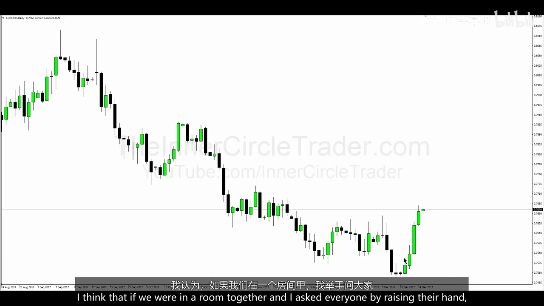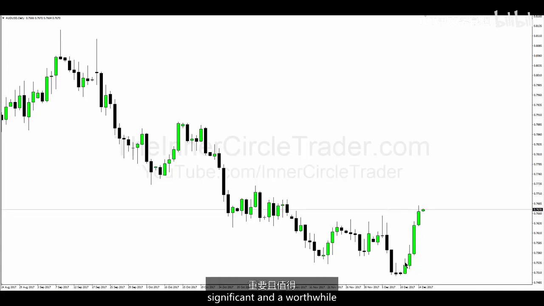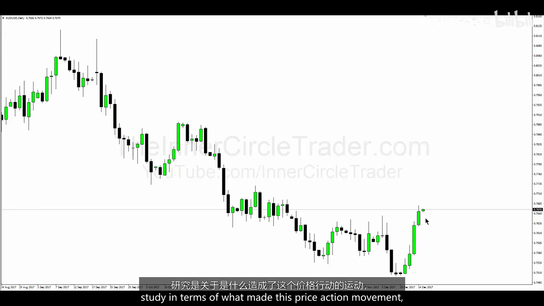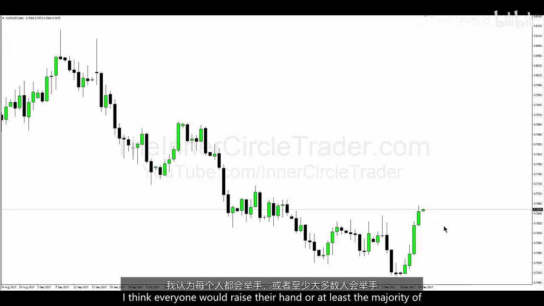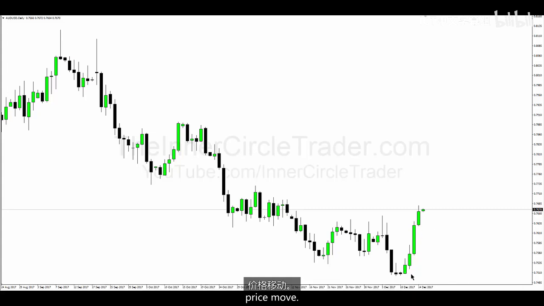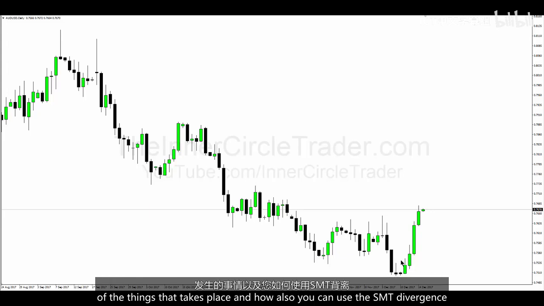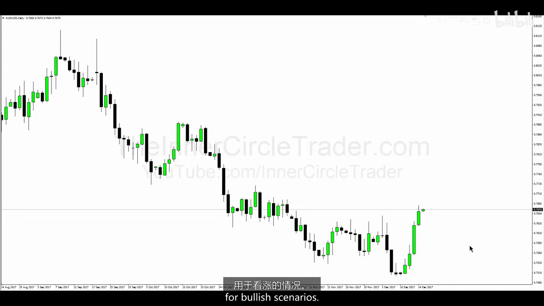And I think that if we were in a room together and I asked everyone to raise their hand if they felt this move here on the Aussie dollar was significant and a worthwhile study, I think everyone, or at least the majority of the room, would raise their hand and agree that this was a significant price move. This is a daily chart, so it's over 150 pips, so it's respectable. So I want to go in and do some breakdown on this low in here and show you some of the things that take place, and how you can use the SMT divergence for bullish scenarios, and that's what we're going to cover now.